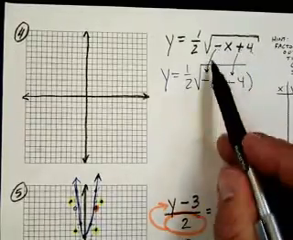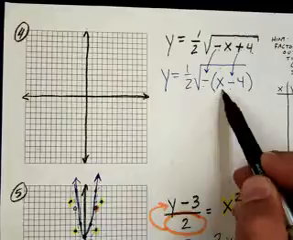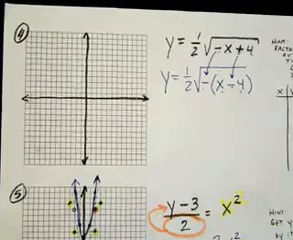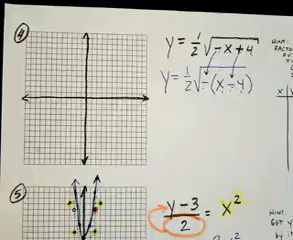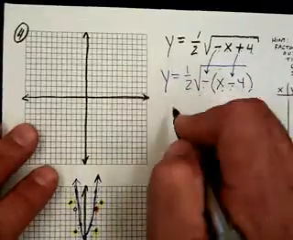If this was negative x minus 4, this would have been negative times the quantity x plus 4. You make that operation the opposite of what it was. Factoring is like doing the distributive property backwards.